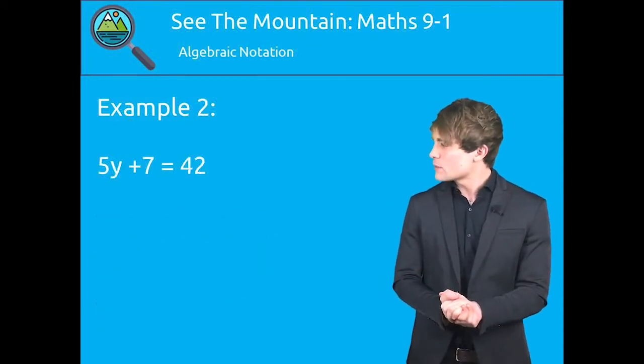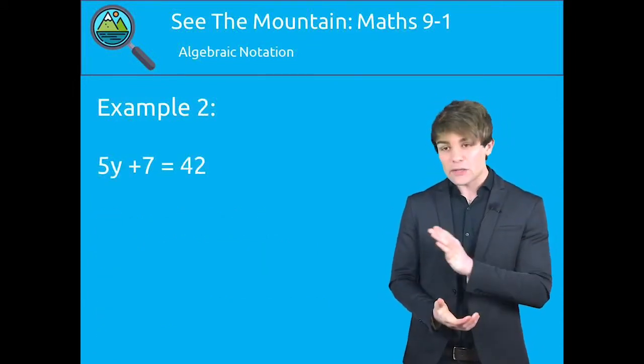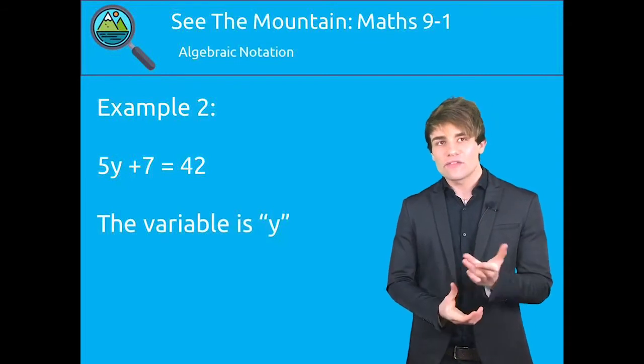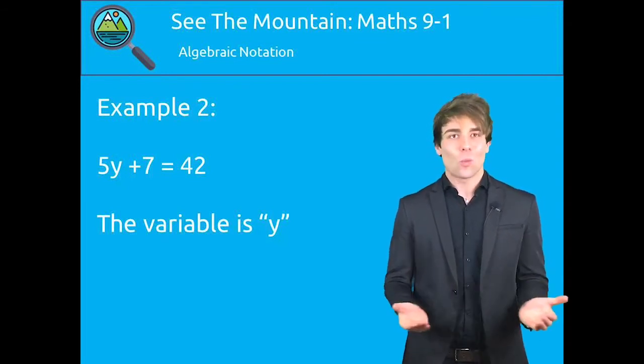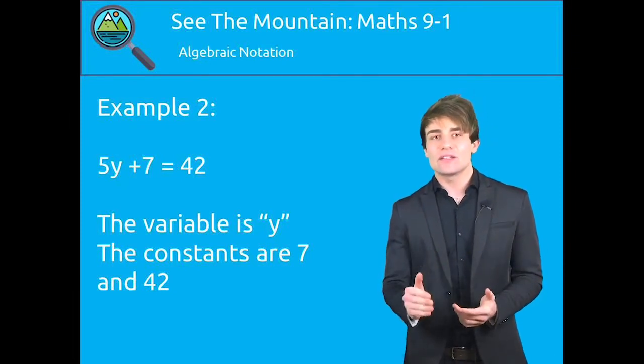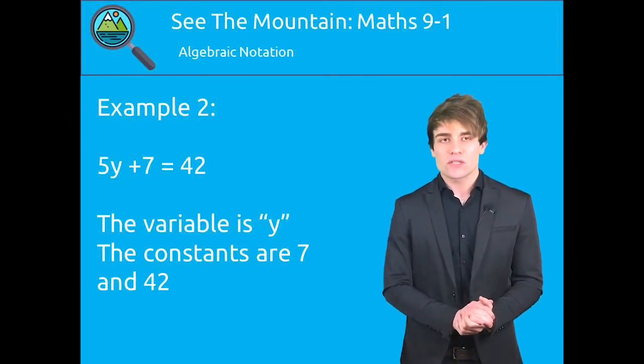Okay, you can see an example now to my right, example 2. I'd like you now to take a moment to identify the variable, the coefficient, and the constant. Okay, let's see if you've got it then. So 5 was our coefficient. y in this case was our variable, taking the place of the number. And then 7 and 42 were both of our constants.